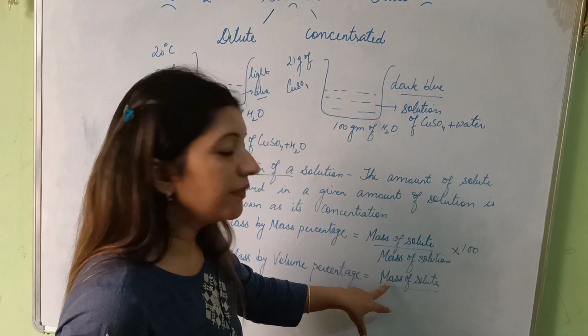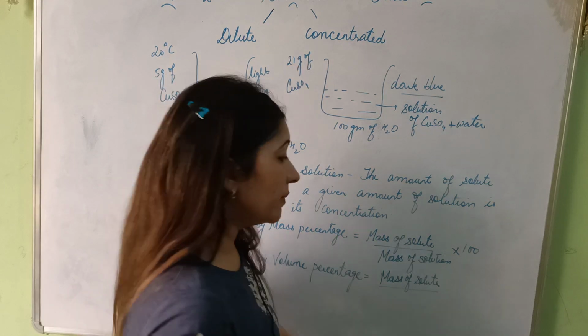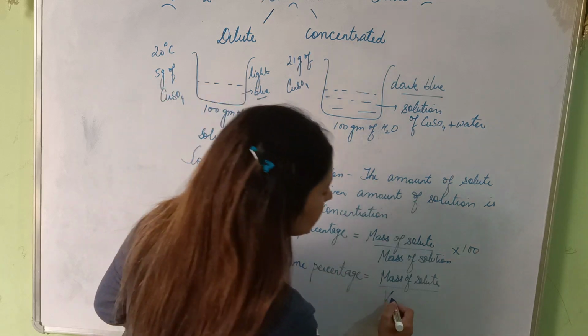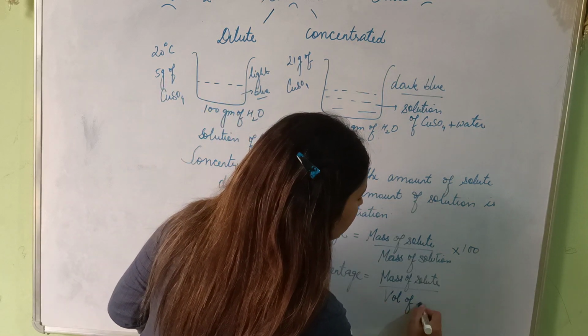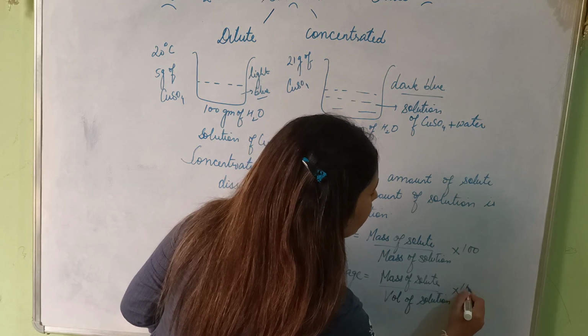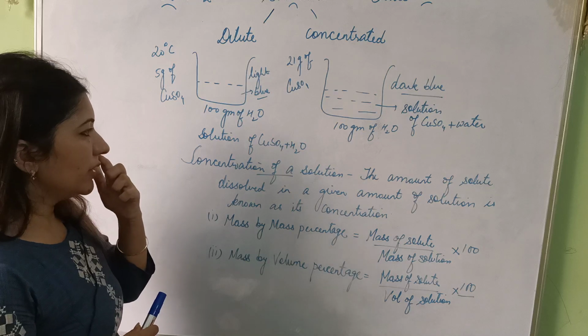Will be calculating, will be finding the percentage like mass of solute divided by पूरा solution कितना है, volume. Since it is volume percentage, I'll take volume here. Volume of solution multiply by 100. I hope it is clear. We have done concentration of solution.